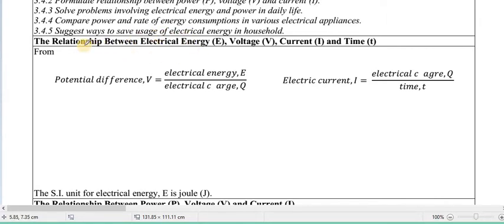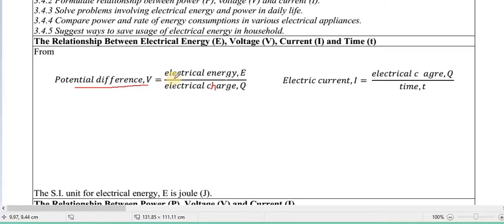How much energy? So we look at here the relationship between electrical energy, voltage, current and time. So you look at this equation. This equation is the equation of potential difference. But you see, this is supposed to be work over charge, right? But here we replace the work with electrical energy. The reason is because the work done by the charge is also the amount of energy that has been used.